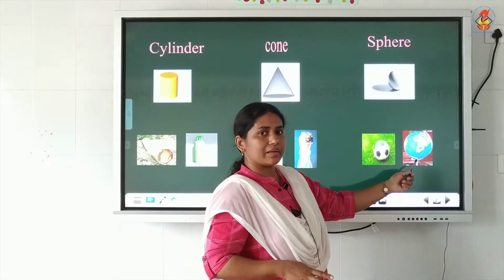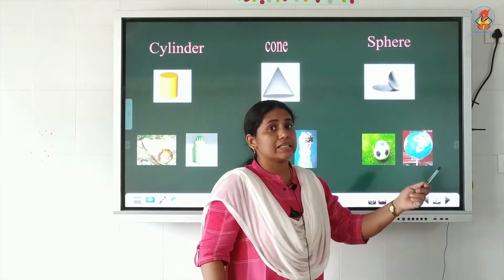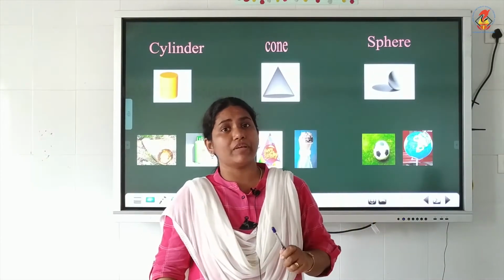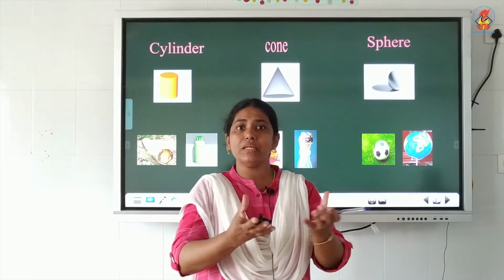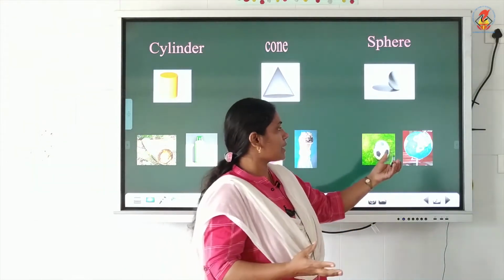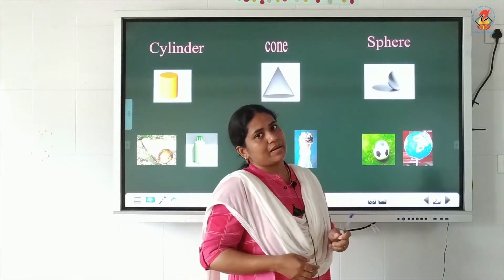What is this, children? Did you see this? This is the model of the earth. Its name is globe. We can say that this is a globe. It's a model of our earth. So it is also like a ball. It's a very good example for sphere.